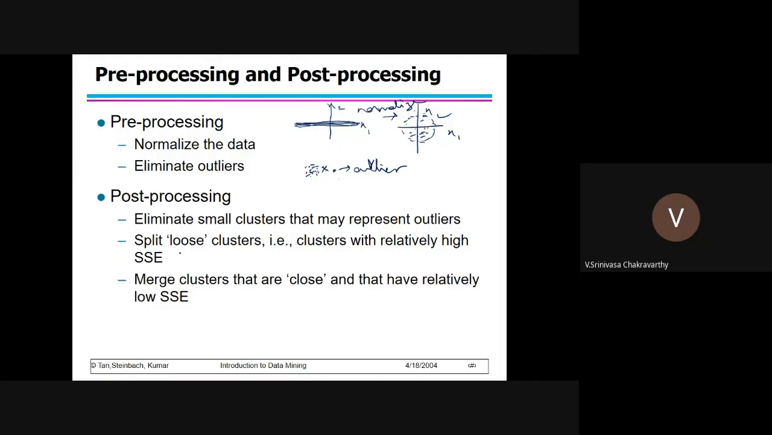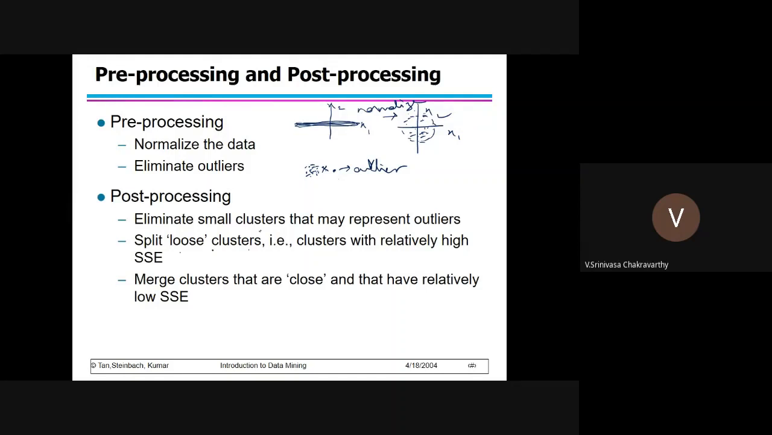Similarly, split loose clusters. That is, you can have a very large cluster with a sparse distribution, then that's a loose cluster, it's not really a cluster. Then you split such clusters. And very small clusters, you get rid of them by reallocating those points to the remaining clusters.